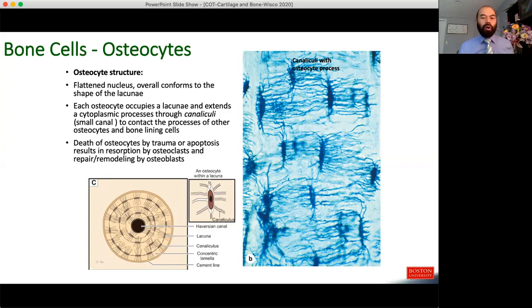So hopefully what you've appreciated at this point is that bone is incredibly dynamic. We think of it as this solid structure, but these cells are working all the time to resorb bone, lay down bone, resorb bone, lay down bone, and it goes on and on and on.